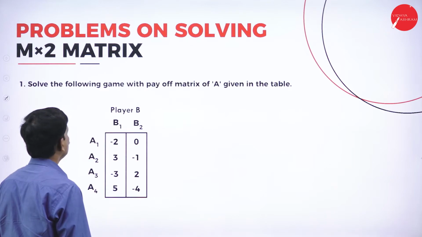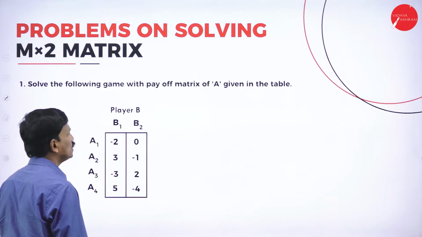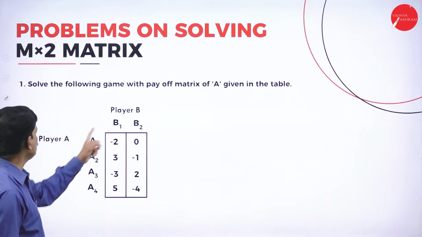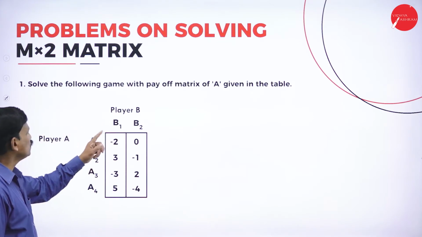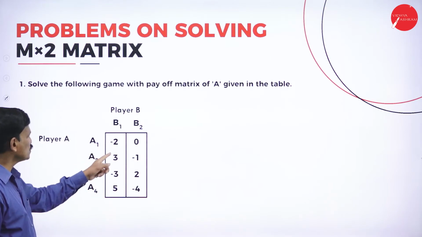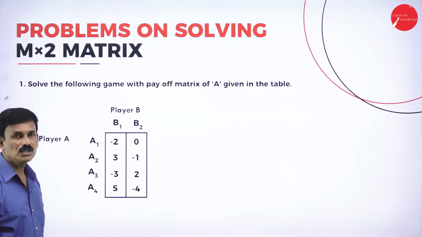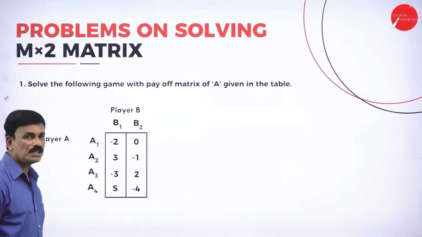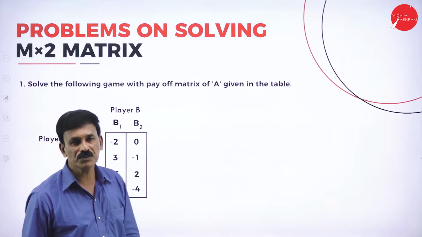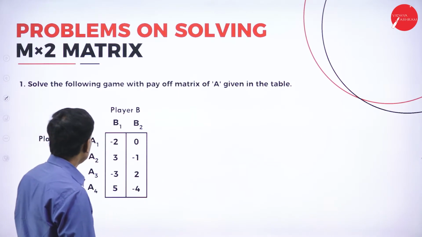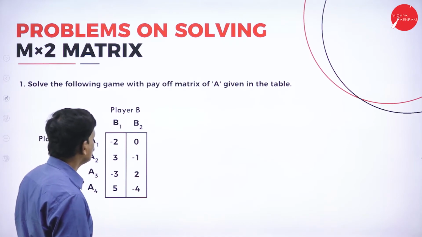Solve the following game with the payoff matrix of A given in the table. This is the matrix given: player A with A1, A2, A3, and player B with B1, B2 and B3. The values are minus 2, 3, minus 3, 5, 0, minus 1, 2 and minus 4. Now as usual, just find out the saddle point. If the saddle point exists, that will give the value of the game. If the saddle point does not exist, go for the optimal strategy method. Now let us find out the saddle point for this problem.